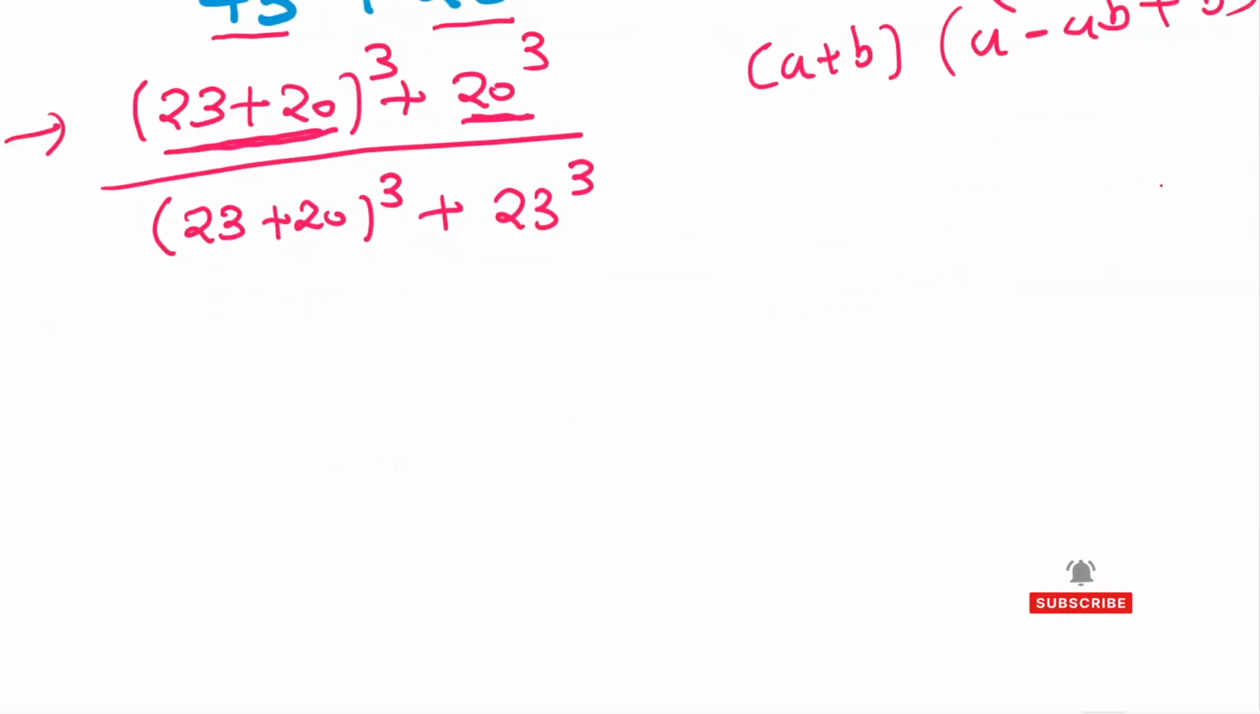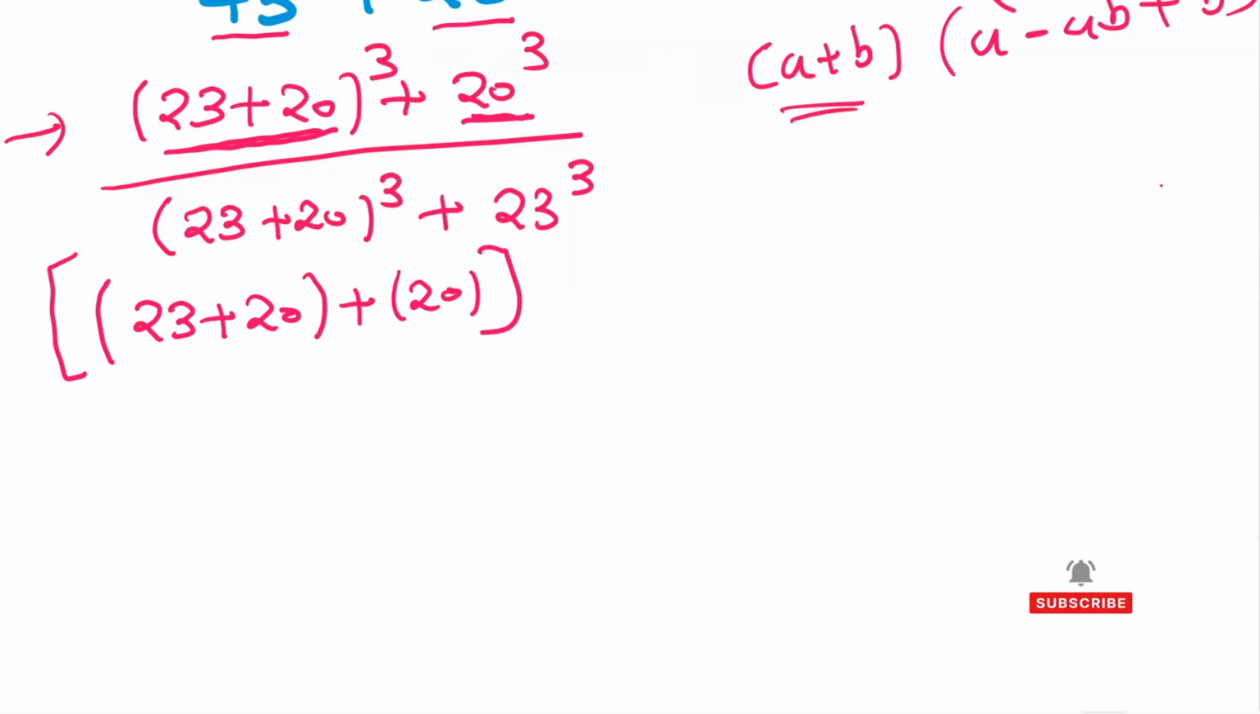So that is going to be a plus b, which is 23 plus 20, which is my a, and then plus b. We'll make a bit of a bigger bracket. This is my a, and this is my b. Another bracket, a square minus ab plus b square.